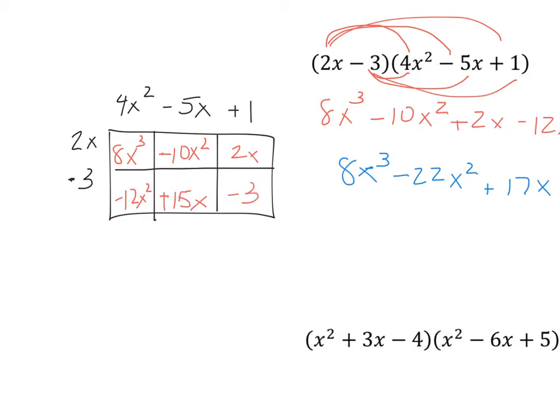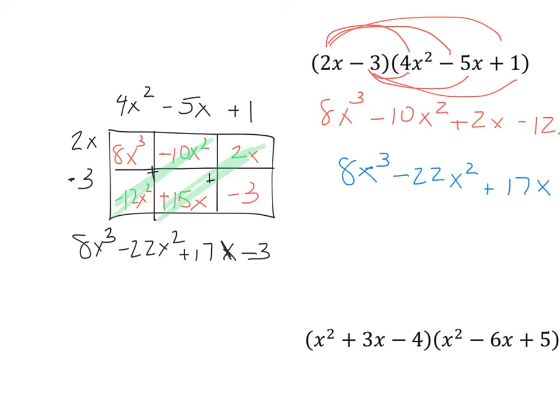And the cool thing about the box method is that the diagonals end up being the same term. So when I do that, all I have to do is add the diagonals. So I have 8x cubed on its own. These add together to get you a negative 22x squared. This adds together to get you a 17x, and then minus 3. Same thing.